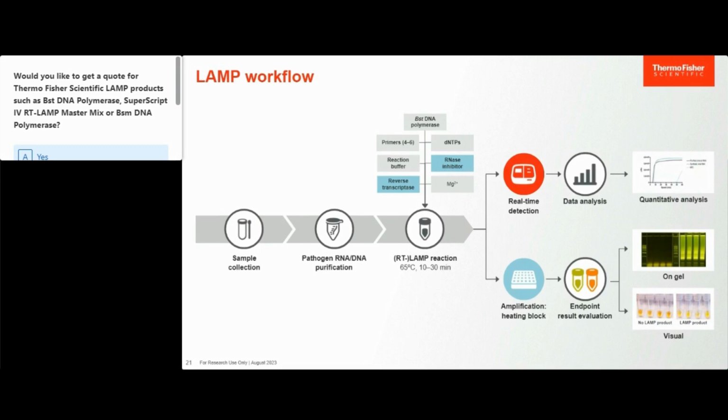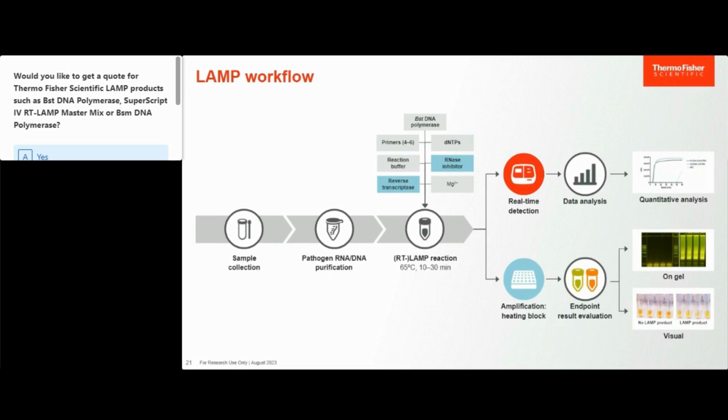To perform the LAMP reaction, several components are needed, including Bst DNA polymerase, primers, dNTPs, reaction buffer, and magnesium. For RT-LAMP, reverse transcriptase and RNase inhibitor should be added additionally. The reaction should be incubated at 65 degrees for less than 30 minutes.